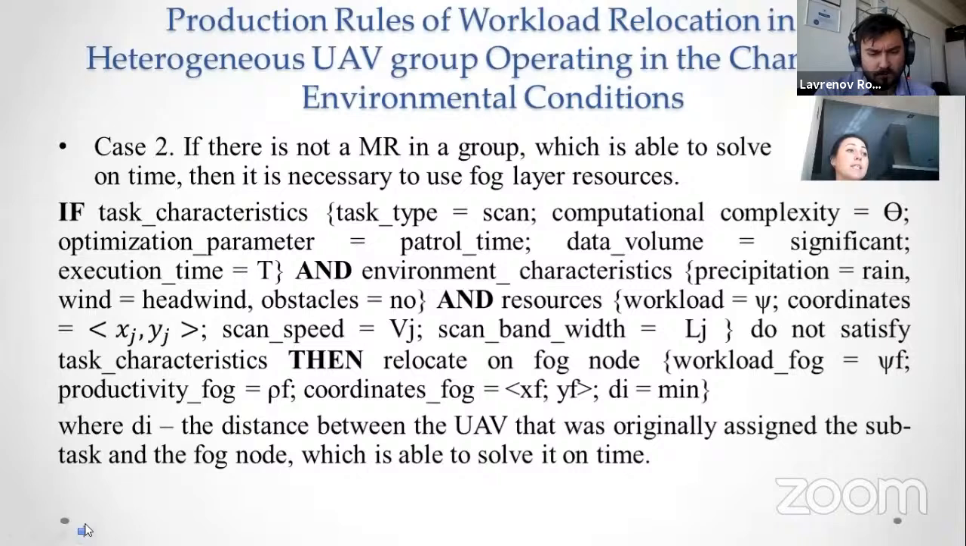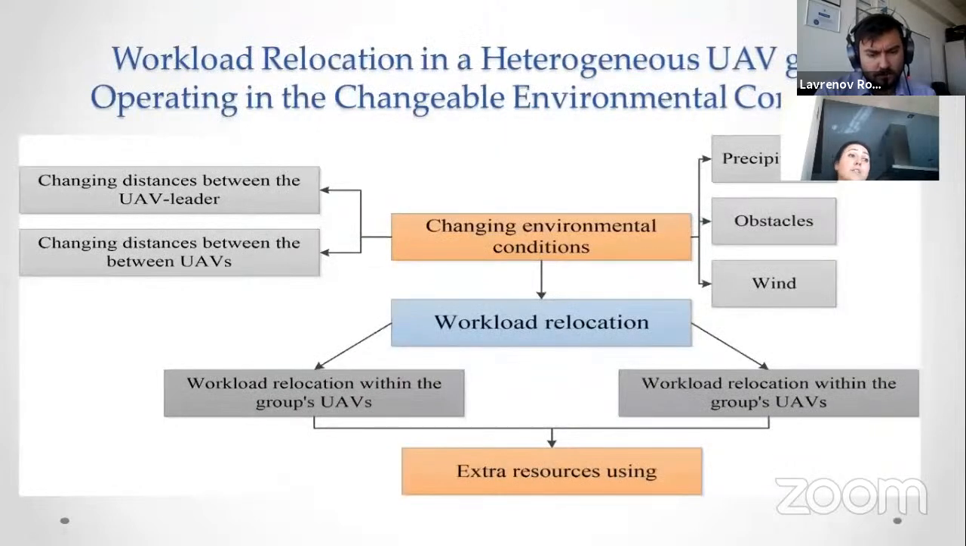The second case is when the workload relocation to the neighboring URV is impossible. Then it is reasonable to relocate the workload to the fog node. The example of such a production rule is presented in this slide. In accordance with the decision-making technique on the need to relocate the workload described above, there are two choices for solving the current problem: workload relocation within the group of URVs, and engaging resources from the fog layer. In both cases, we mean the use of extra resources. It is also worth noting that in these cases, there are changing environmental conditions, changing distances between the URV leader and the URVs, which have a direct impact on the workload distribution.